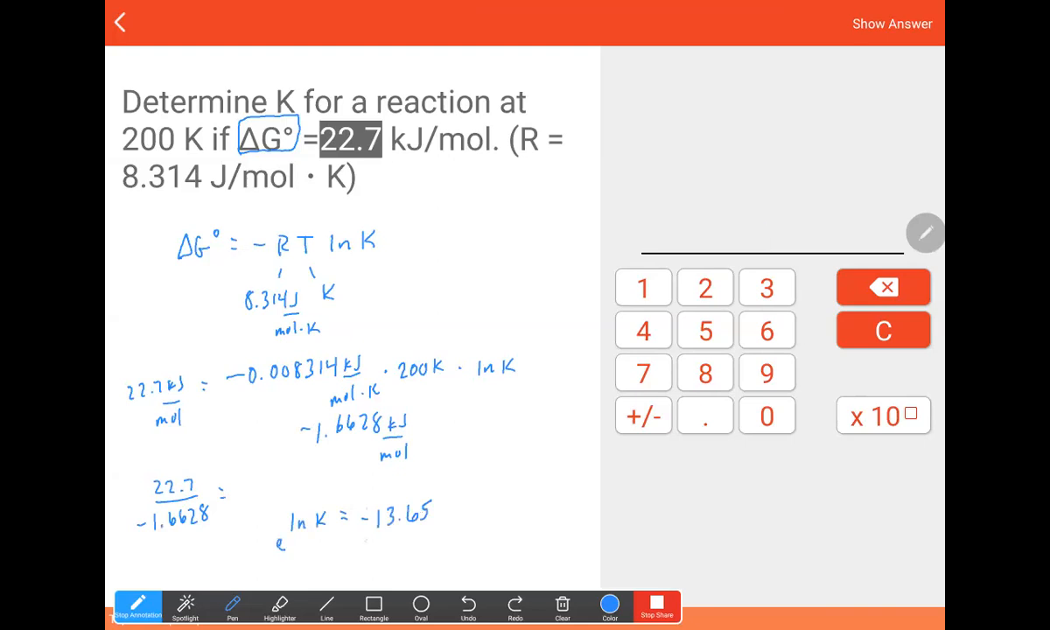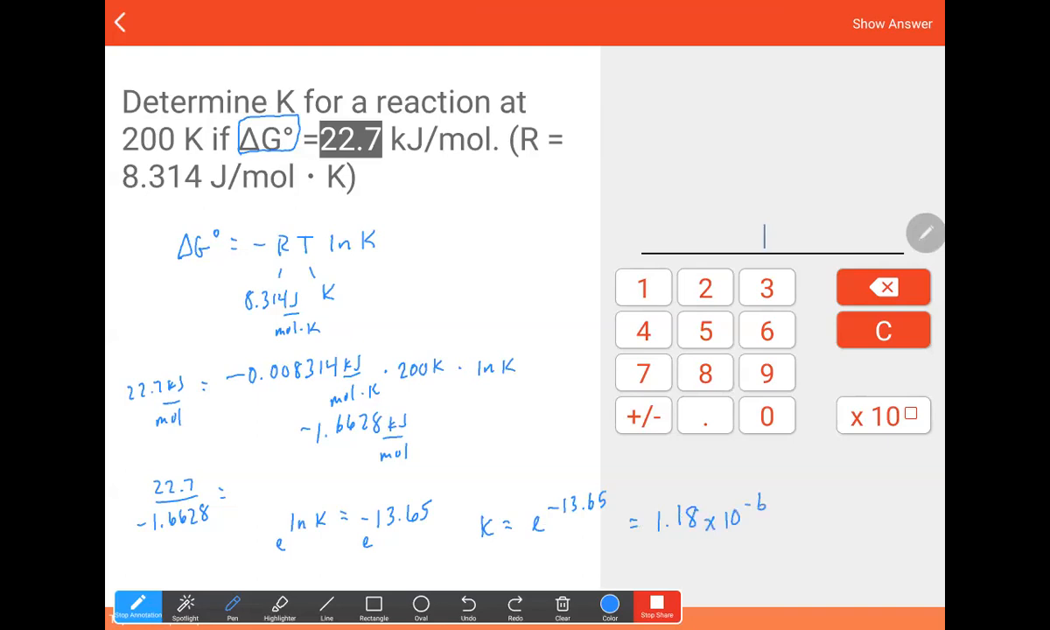Now, put an E on both sides. That makes it K is equal to E to the negative 13.65. On the calculator, that's often the inverse of the natural log button. So I'm going to hit second natural log, which makes it E, and then negative 13.65. And I get K equals 1.18 times 10 to the negative 6.